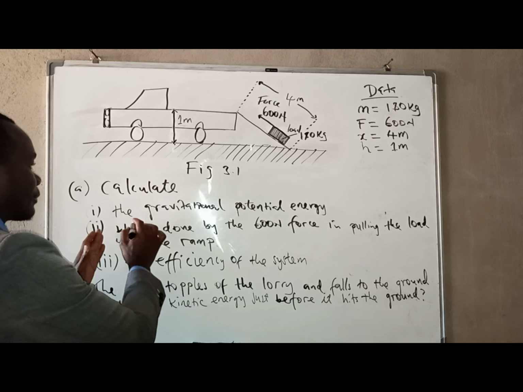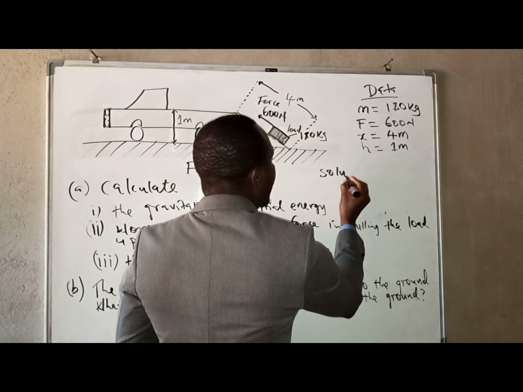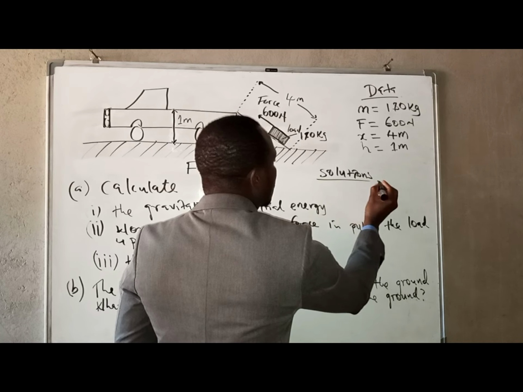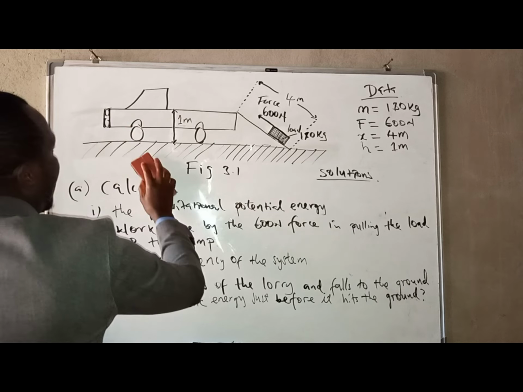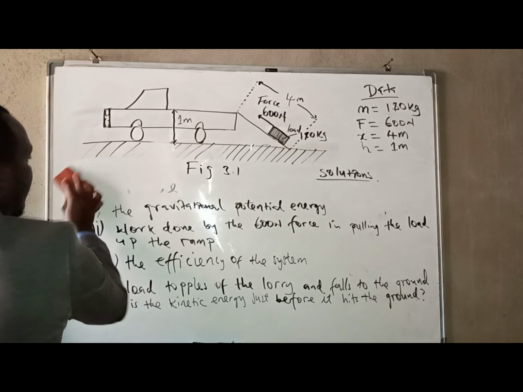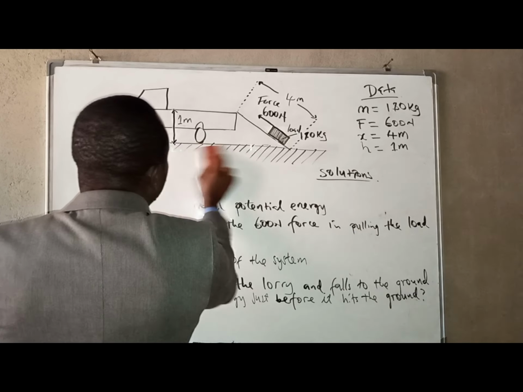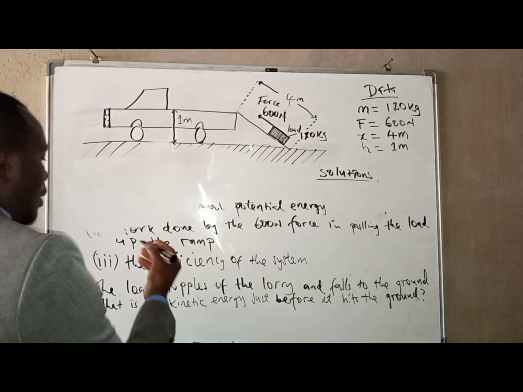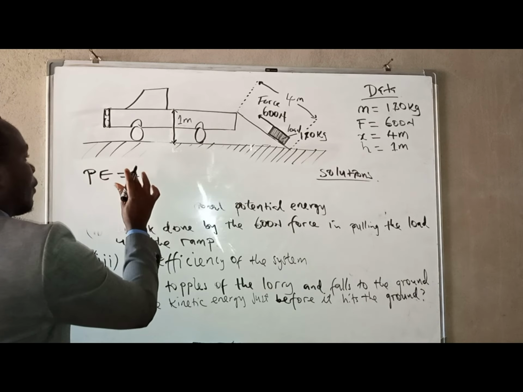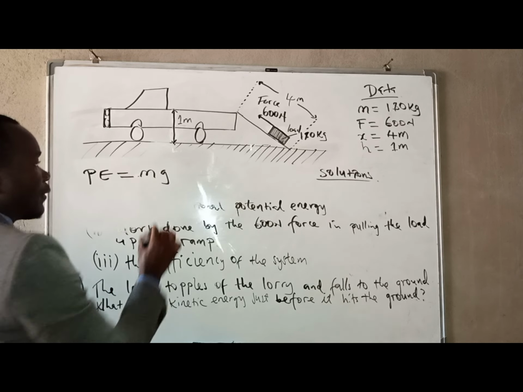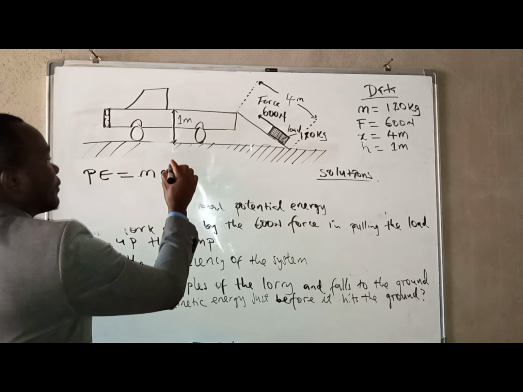We say solutions. We know that potential energy is equal to mass times gravitational field strength, or acceleration due to gravity, times h.